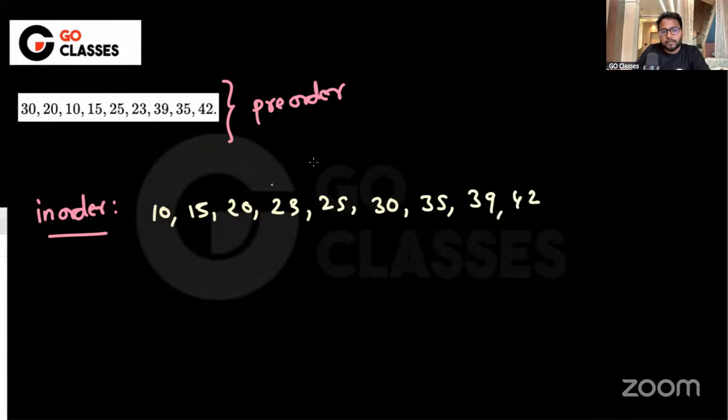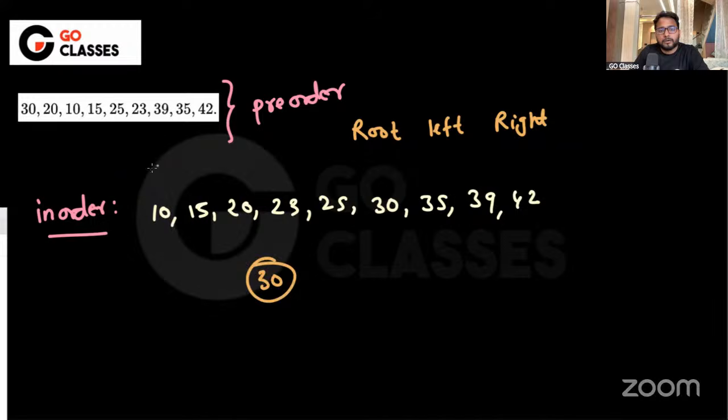Pre-order says root, left, right. Okay. So root is 30. We already got to know. And as I told you, if it is a binary search tree, then 20 will be on the left. So basically 20 will be the root of the left subtree. Okay, so the first two numbers are basically like this only, if the pre-order is like this.